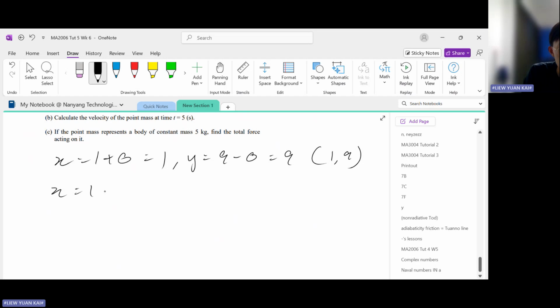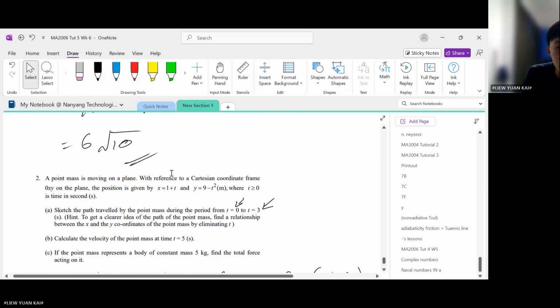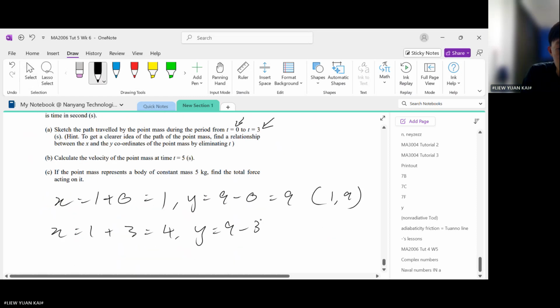Second coordinate is 1 plus 3, which is equal to 4. y is equal to 9 minus 3 squared, which is equal to 0. So the second coordinate is (4, 0). So this is the coordinate when t equals 0, and this is the coordinate at t equals 3.